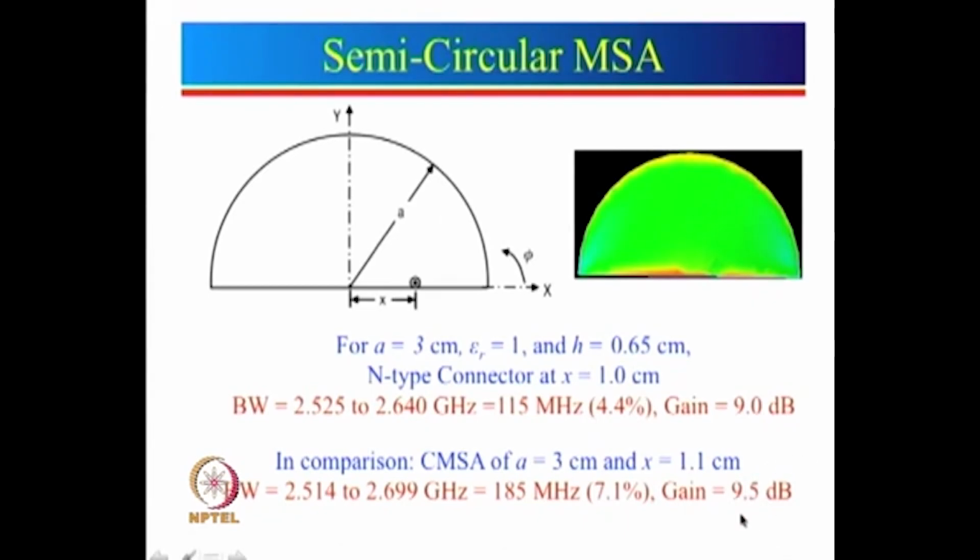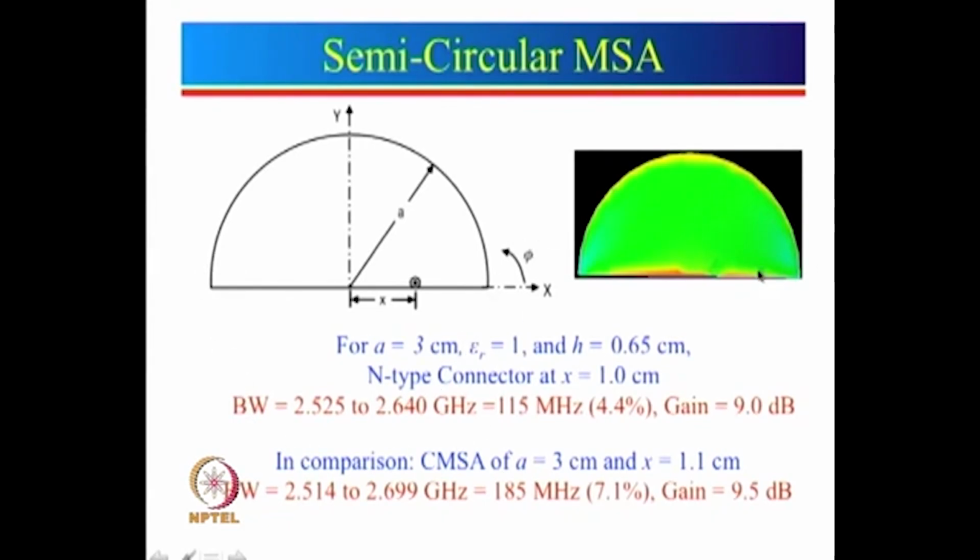So one can actually see that the gain of the circular patch is almost 9.5 dB, whereas the gain of the semicircle is 9 dB. So even though the area of the semicircle is reduced by 50%, the gain has only reduced by half a dB. The reason is that now the radiation is not just taking place from the circumference, but is also taking place from this particular edge. Whereas for a circle, the radiation would be from this as well as from this particular circumference here.